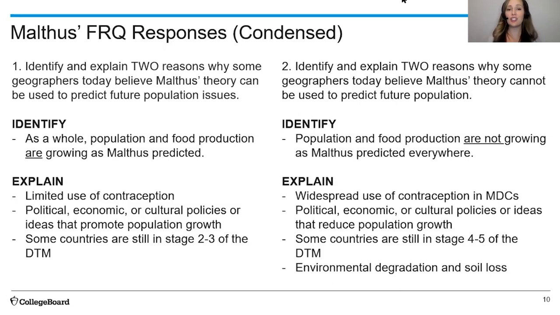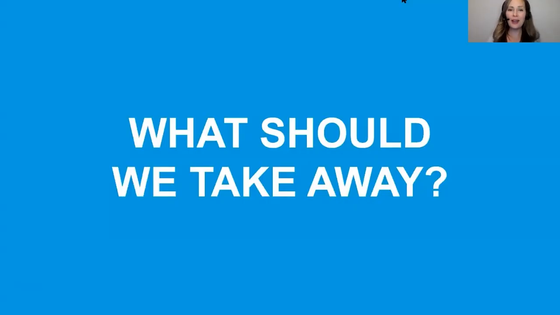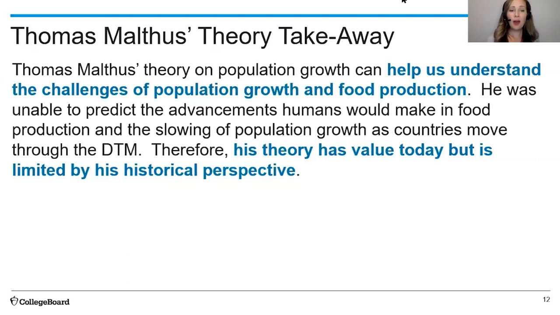You will be challenged to see how they can be helpful in the world today and what their limitations are. What should you take away from today? Thomas Malthus' theory on population growth can help us understand the challenges of food production and population growth. He was unable to perfectly predict the advancements humans would make in food production and the slowing of population growth as countries moved through the DTM. Therefore, his theory does have value today, but it is limited by his historical perspective.